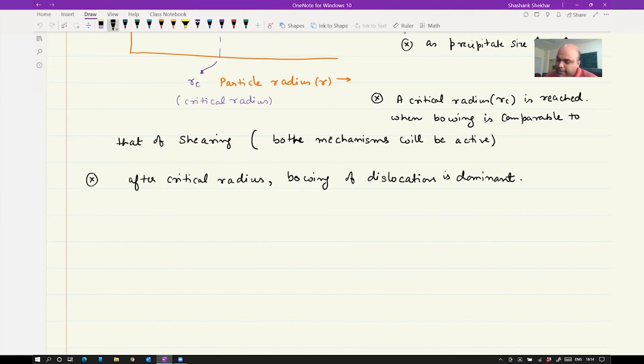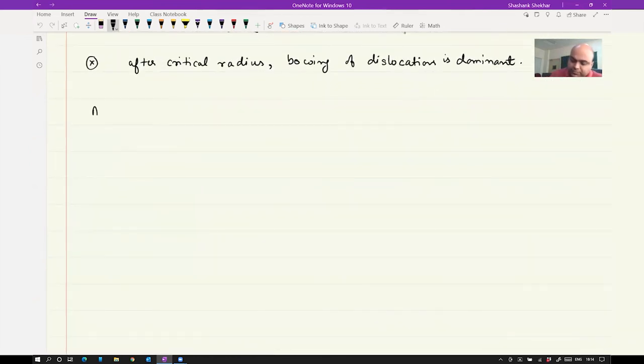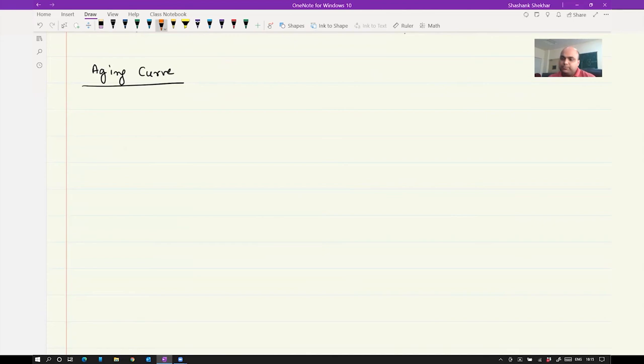So now let's come to something called the aging curve, which all experiments will try to find out when we talk about the aging behavior of aluminum alloy, or precipitation strengthening in aluminum alloy. So let's understand what the aging curve is. What we do here is plot hardness versus aging time. We know that with respect to aging time, the size of the precipitate is going to change, and that will also lead to a change in the shear stress required. So here we are going to plot the hardness of the sample with respect to time.